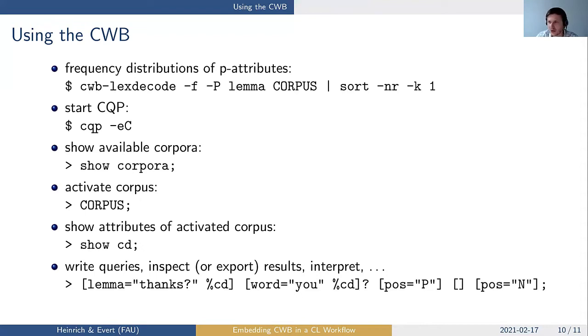Then you can look at the corpora that you have. You can activate a corpus that you're interested in. You can see the attributes that are annotated. And then the main work of the corpus linguist is, of course, to write queries, to inspect or to export the results of the query, and to interpret the matches. This is a bit inconvenient to work on the command line, and that's why there are programs such as CQP Web, which offer nicely formatted query results, and also additional tools for quantitative analysis.